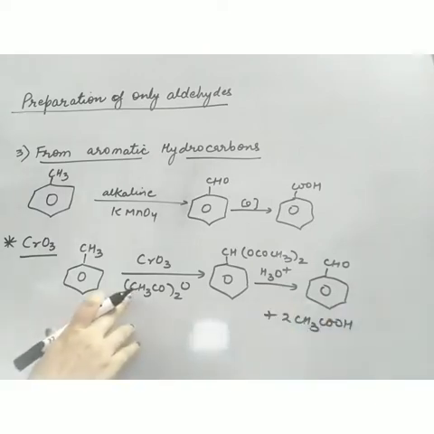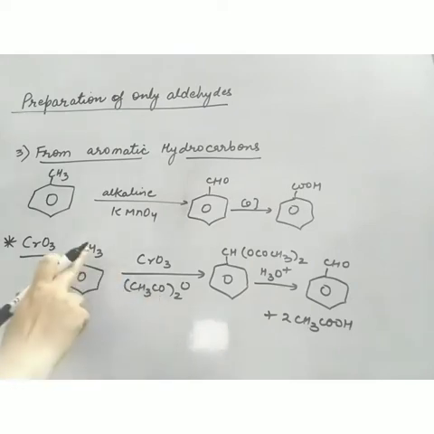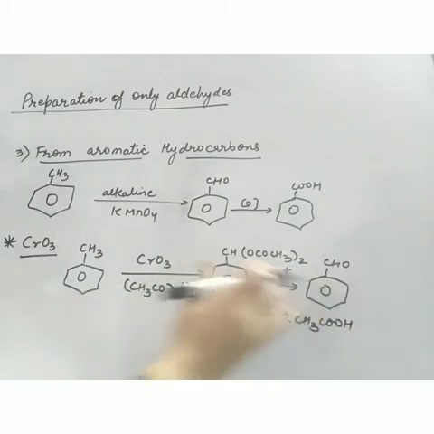So what is the use of this acetic anhydride here? It is used for acetylating the CH3 group, so that it is not further oxidized to carboxylic acid, and we get only aldehyde as the product.